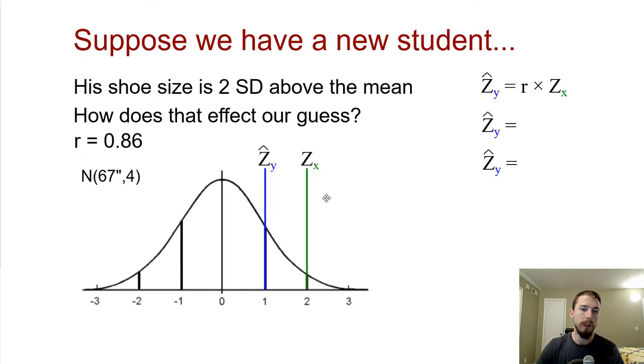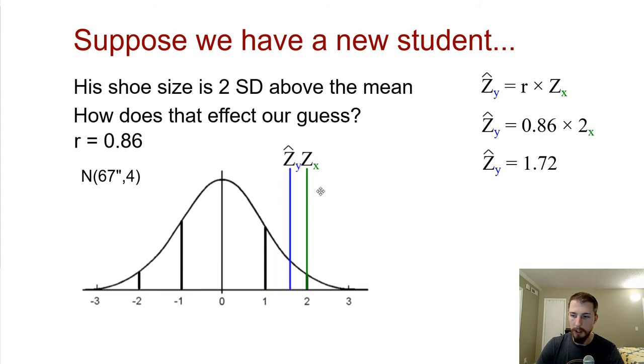All right, what if we knew his shoe size was 2 standard deviations above the mean? Shoe size only has a correlation coefficient of 0.86, so it is pretty strongly related, but not perfect like the one before. So we would simply do 0.86 times the 2 standard deviations above the mean, which gives us about 1.72. So we would estimate that it was 1.72.